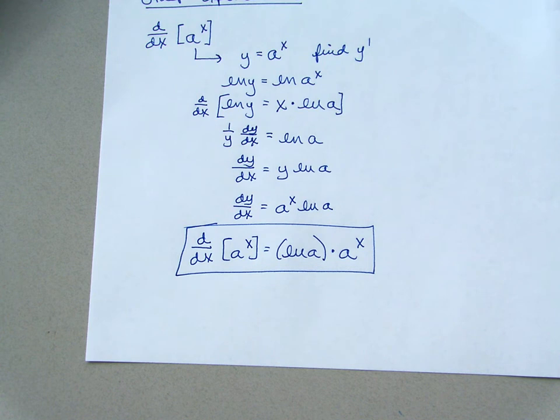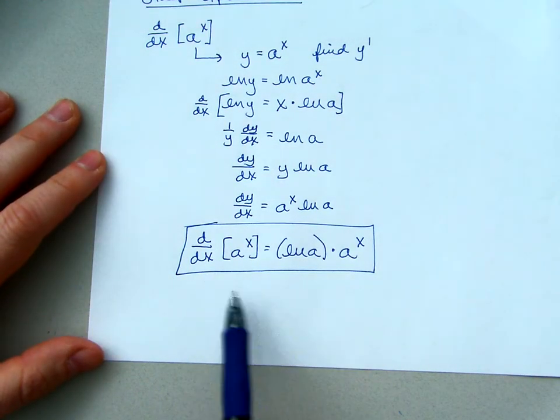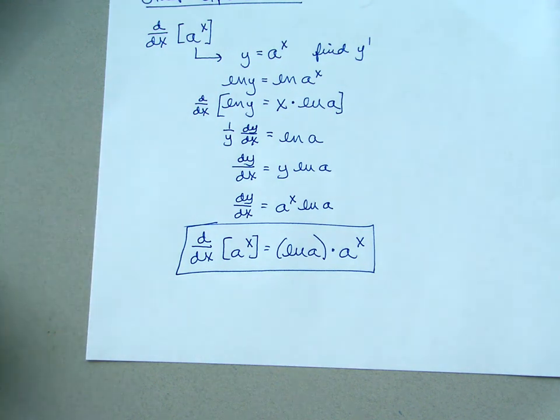Wait, so is dy dx equal to a to the x natural log of a wrong? No, I just now want to write this in my normal form: here's my formula for the derivative of a raised to the x. Question? Okay, so let's use this.